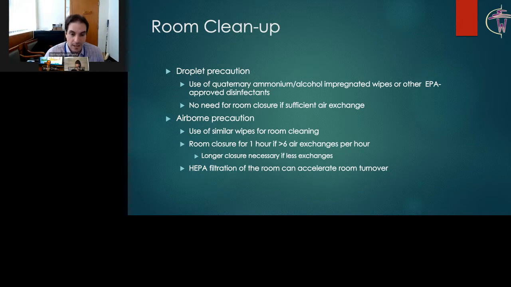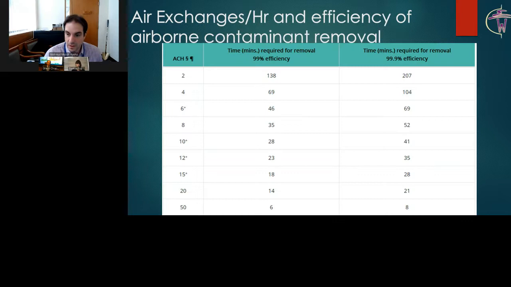And HEPA filtration, as Dr. Popescu mentioned, and negative pressure rooms can certainly accelerate that room turnover. And here's just a graphic from the CDC website showing the air exchanges per hour and the length of time it takes to clean 99% and 99.9% of the room air. And you can see right at that 6 air exchanges per hour mark, you're below an hour for 99% efficiency and close to an hour for 99.9% efficiency. With fewer air exchanges per hour, you would have to have longer room closures. And with increased air exchanges, you would certainly need shorter room closures.